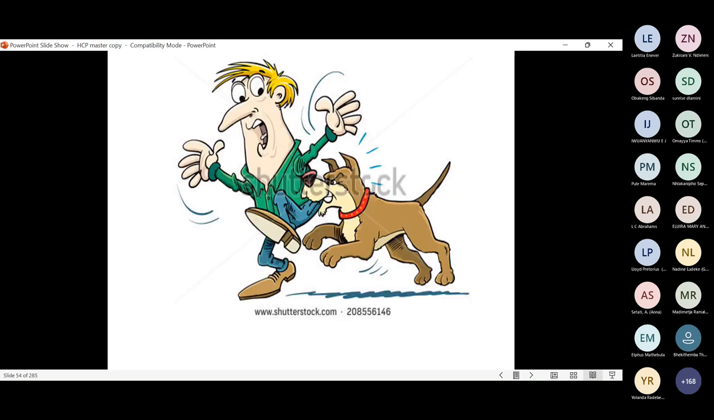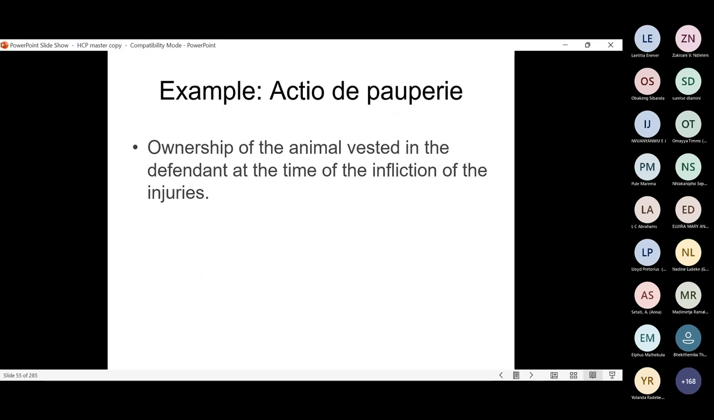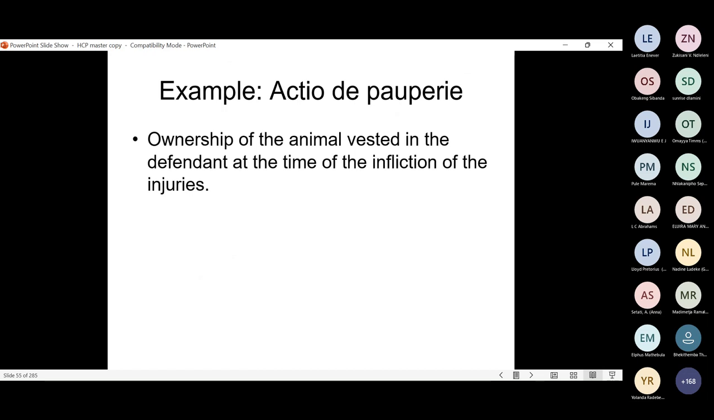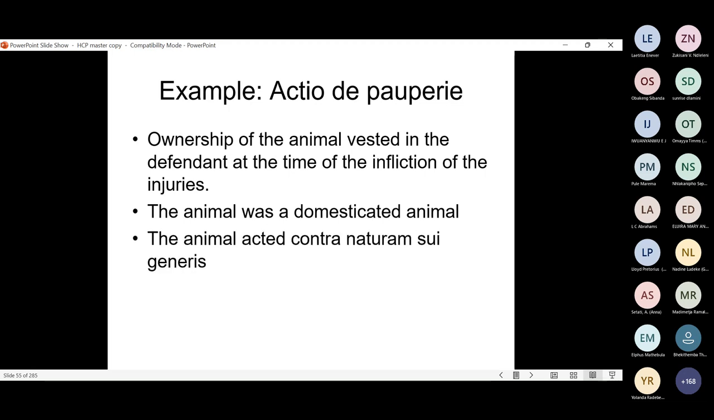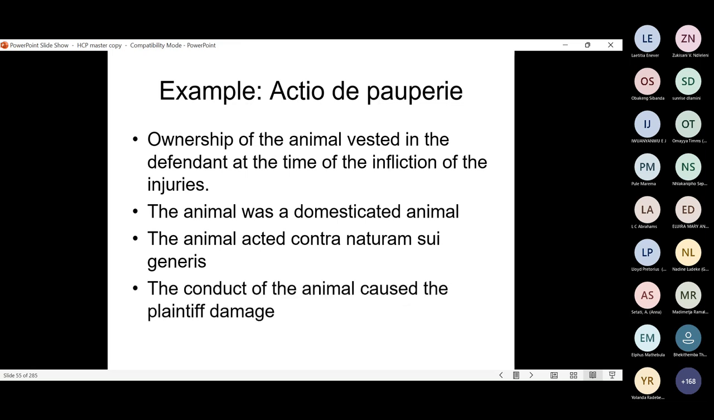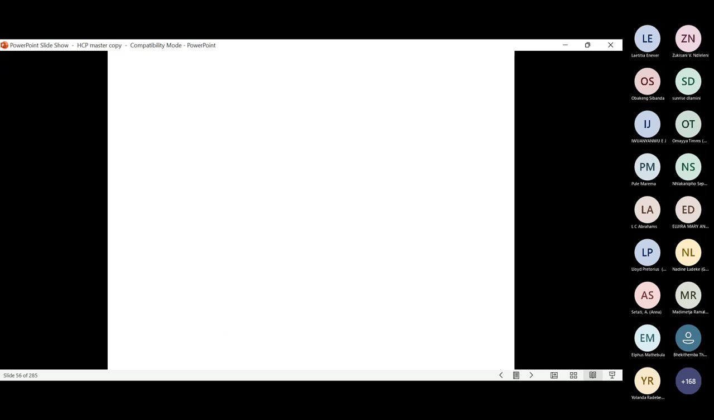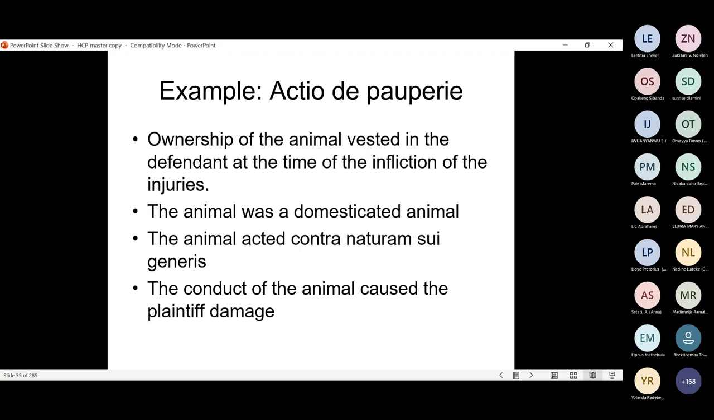Okay. For those of you who know, if a dog bites your client, who comes to you and wants to sue the owner of the dog, it's the actio de pauperie, if you can remember that from your studies. This is what must be present. The ownership of the animal must be vested in the defendant at the time of the infliction of the injuries. That the animal was a domesticated animal. The animal acted contra naturam sui generis. And the conduct of the animal caused the plaintiff damage. Right? Those are the elements to meet that claim.